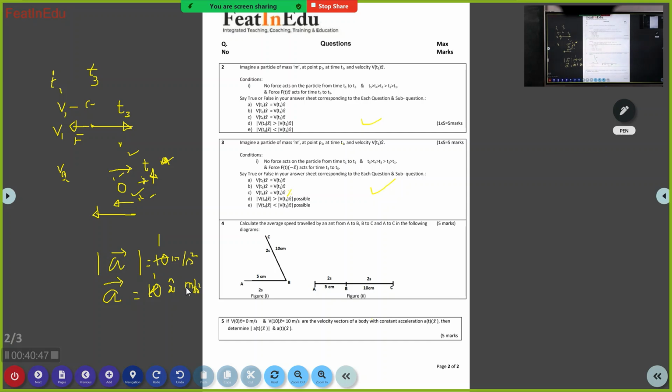Okay. So you will still get marks. Right, you will get marks. At 8th standard you will get.